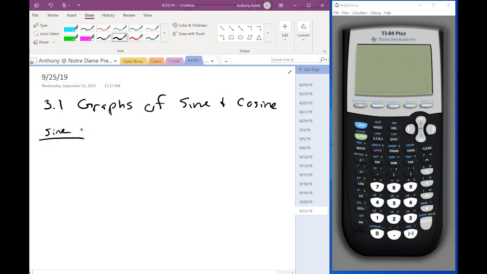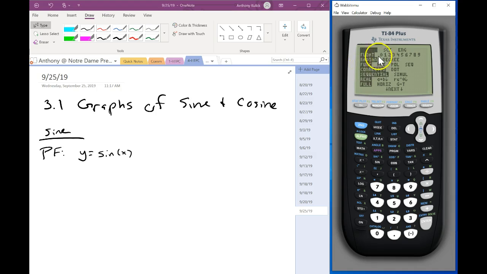So let's talk first about the sine function. If we talk about the family of all sine functions, the parent function would be y equals sine x. So let's just take a look at the graph of that. To graph this, I'm just going to use my graphing calculator. I'm going to use it in radian mode. I'm going to go to y equals, and graph sine of x. And then to look at the graph, I'm going to do zoom trig.